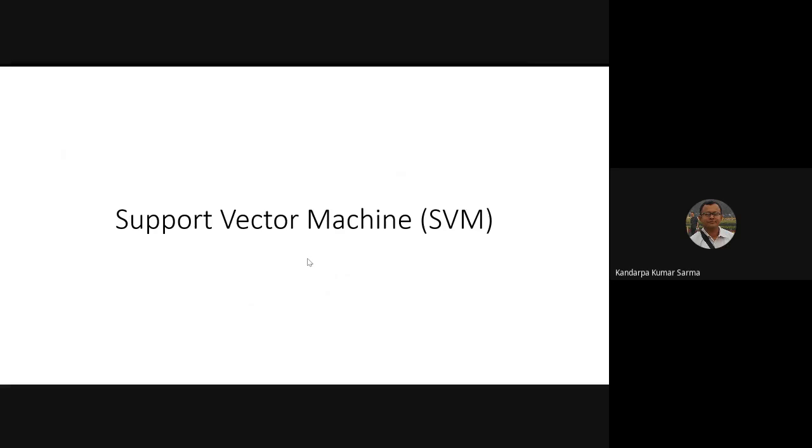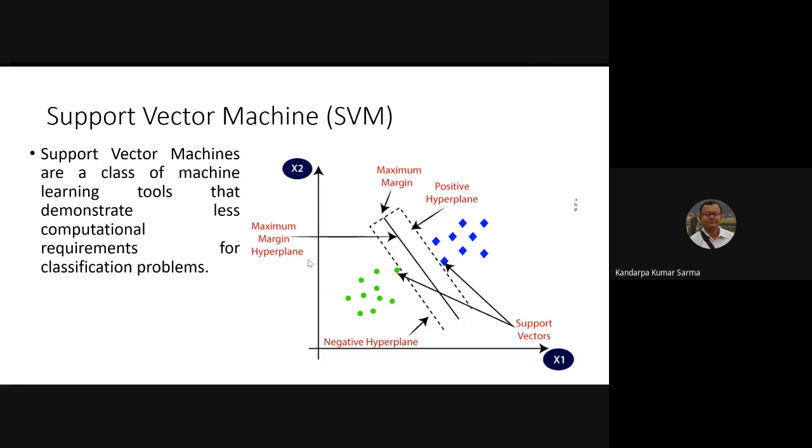Then we come to the support vector machine. Now, support vector machines are a class of machine learning tools that demonstrate less computational requirements for classification problems. So we have less computational demand. We can generate the classification result, but we will find that here the computational demand shall be less.